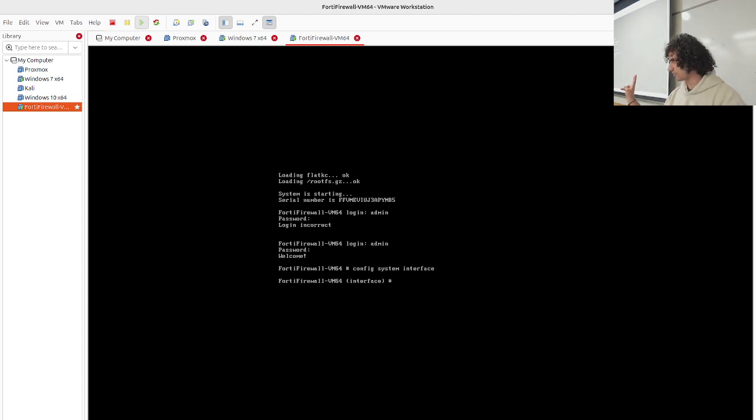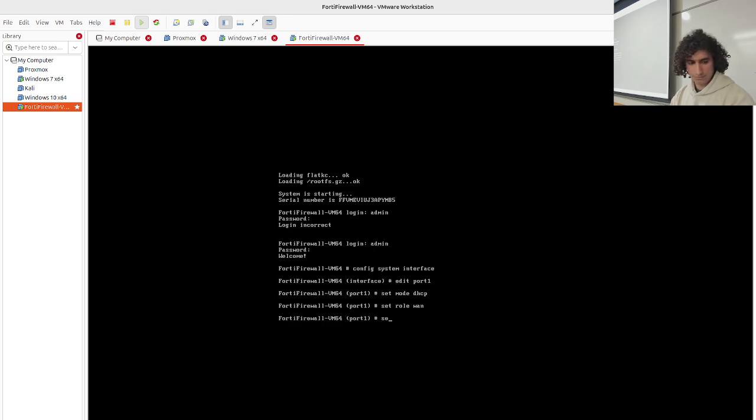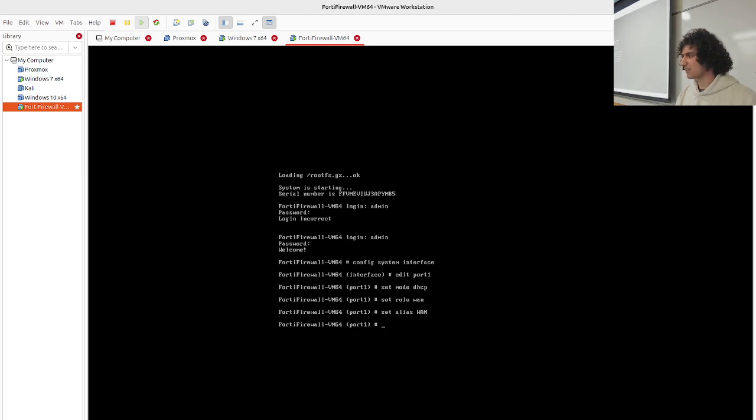We have these two ports that we talked about, right? The WAN and then the LAN. Let's start with editing port 1. Okay, sick. We want to set the mode to DHCP, set our role as WAN, and you can do fun things like set your alias. It's not necessary, but instead of port 1, we can know what port 1 means.